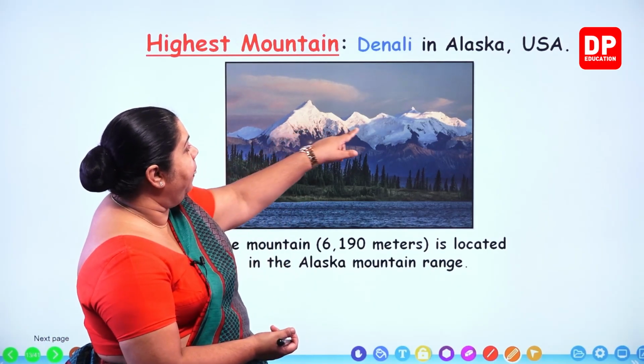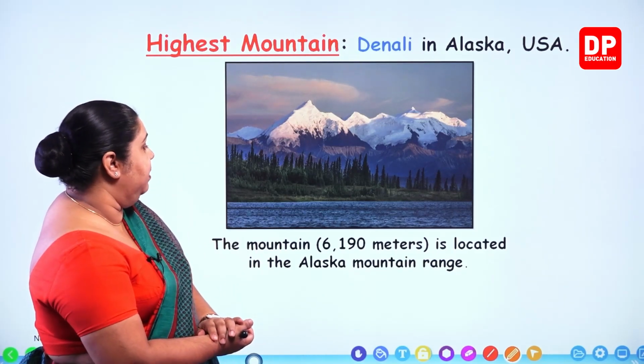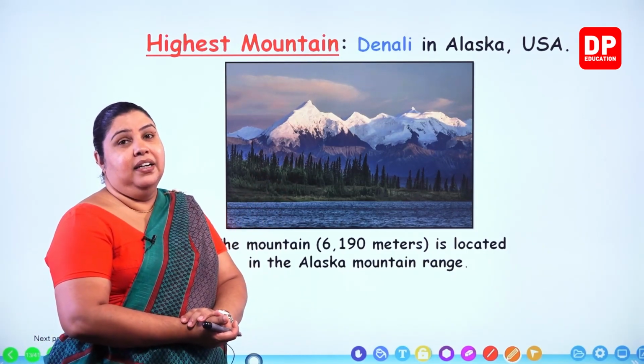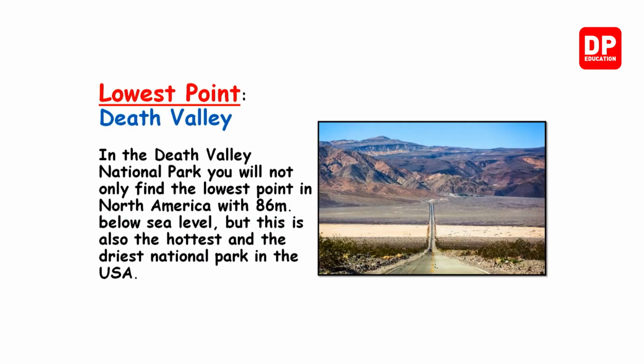Now can you see it's covered with ice? It must be very cold because Alaska is a cold place. Right. Now what is the lowest point? The lowest point in the world.